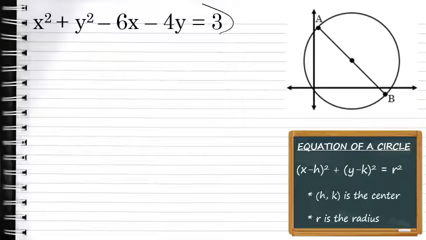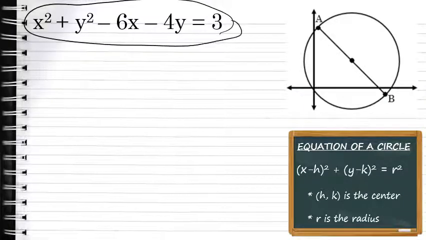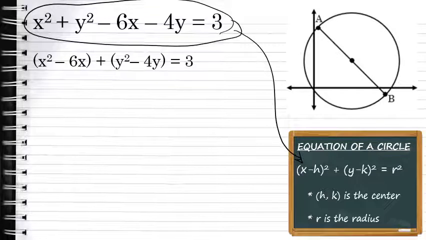The first step in rewriting the equation in the form (x minus h) squared plus (y minus k) squared equals r squared is to group together the terms that include a factor of x and the terms that include a factor of y. So all I've done in the first step is I've written the x squared and the minus 6x beside each other, and I've written the y squared and the minus 4y by each other. The constant I've kept on the right side of the equation.